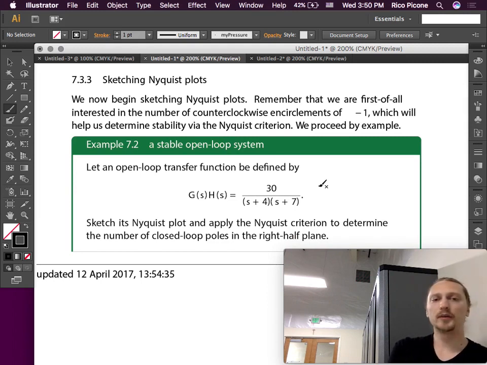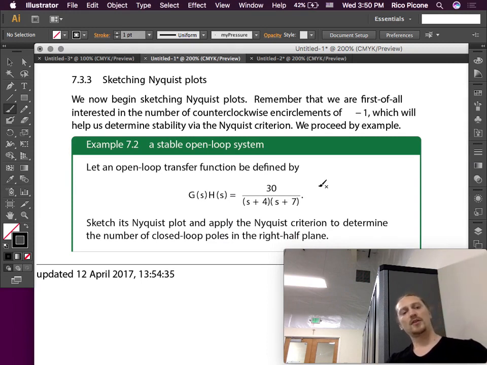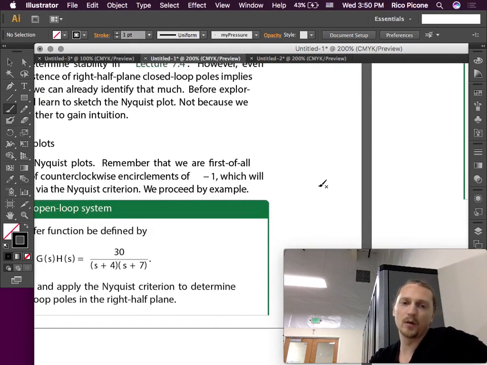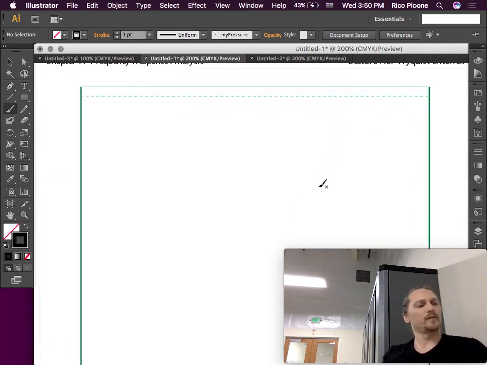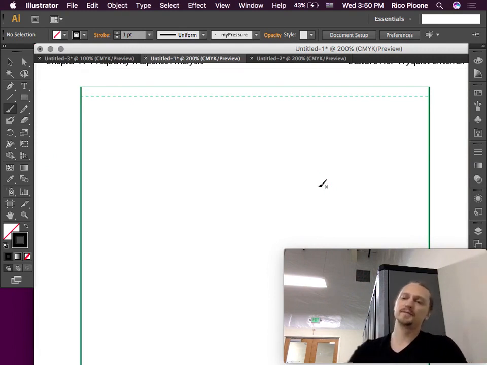Let an open loop transfer function be defined by this. So GH is this. All right, 2 poles and no zeros. Sketch its Nyquist plot and apply the Nyquist criterion to determine the number of closed loop poles in the right half plane. So that is our goal with this problem. So first let's sketch what's going on.